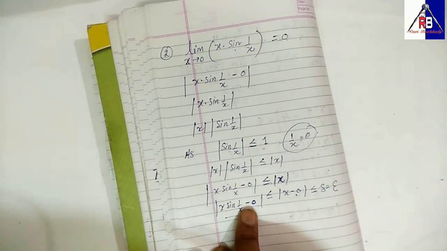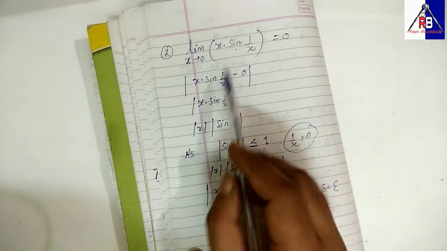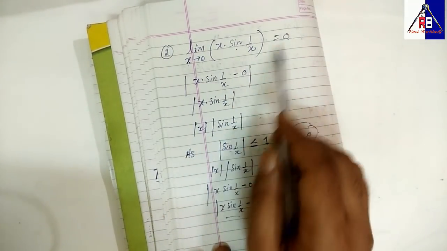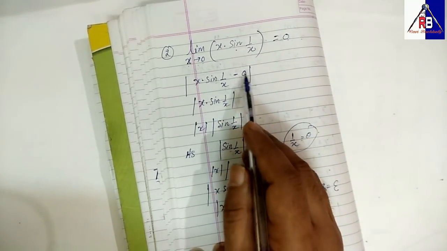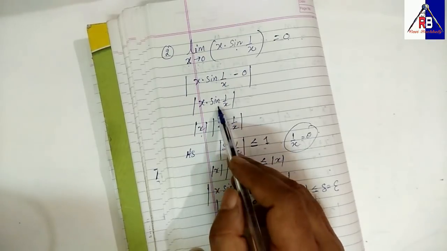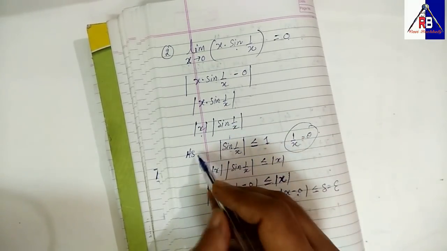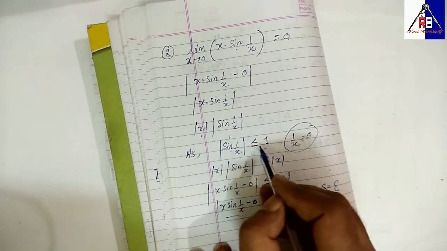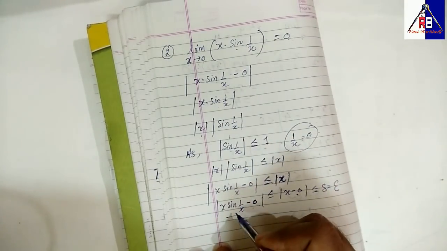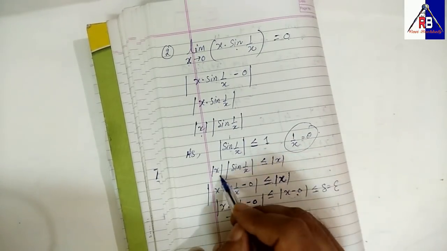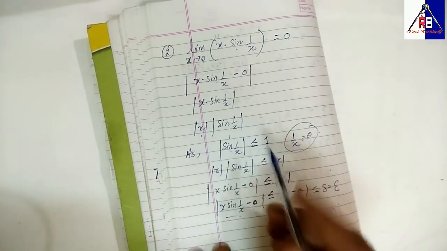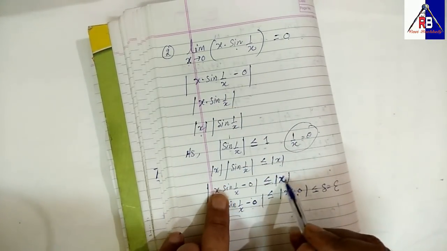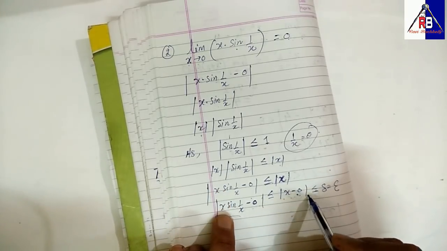So it is proved. If I repeat it for you, the function minus L modulus can be written as this, because this is 0, modulus x times modulus sine 1 by x. Now since modulus sine theta is always less than or equal to 1, multiplying both sides with modulus x, this will become your original f(x) minus L, and here I am writing modulus x as modulus x minus 0.